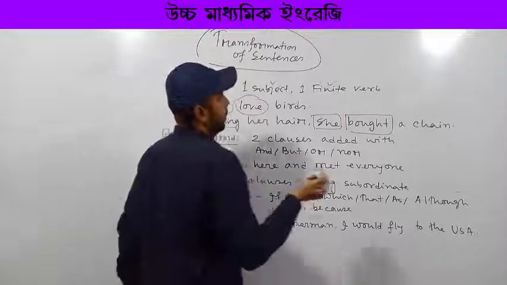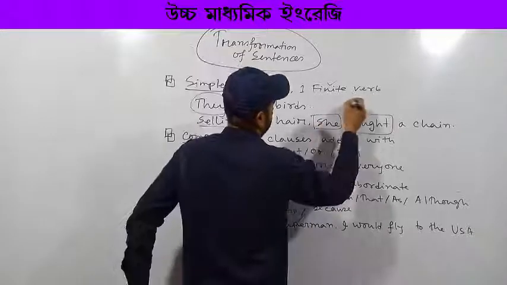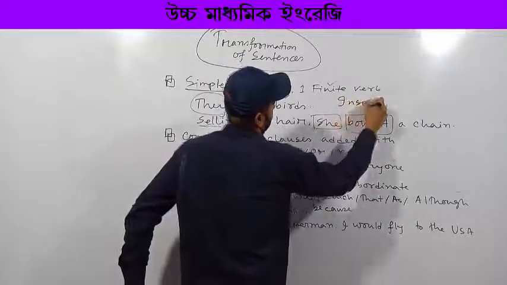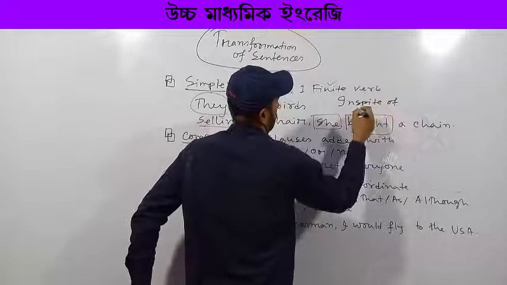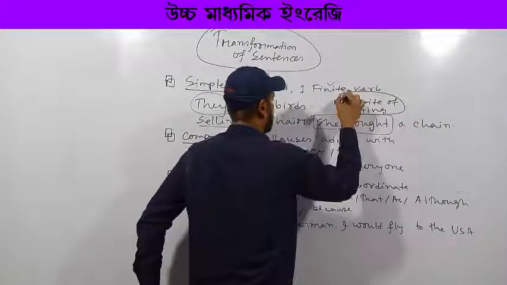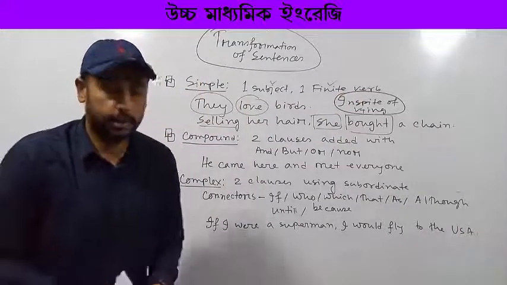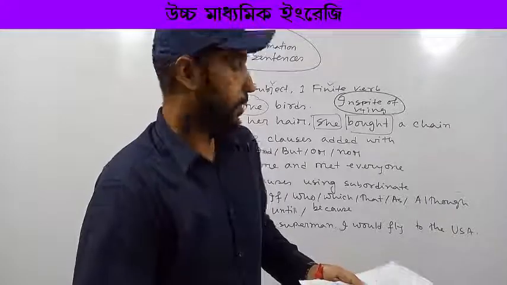For example, if you see in spite of, or verb plus ing in the starting of a sentence, it can also be a simple sentence. It looks like a complex sentence, but actually they are simple sentences. Okay.